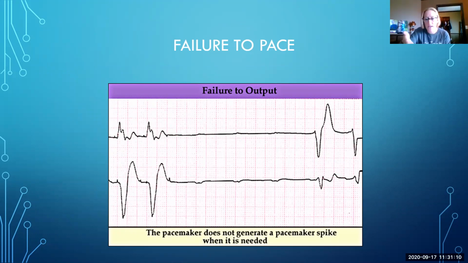So this one is called failure to pace. And as you can see, it's not pacing. So it makes sense, right? It's failing to pace. There's an output problem. It's not generating a spike when it's needed.